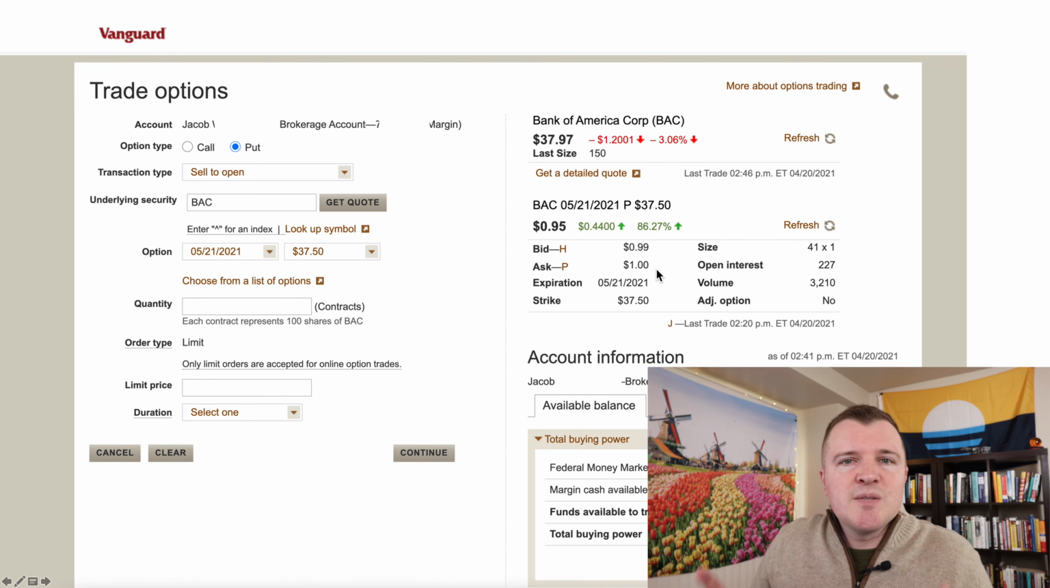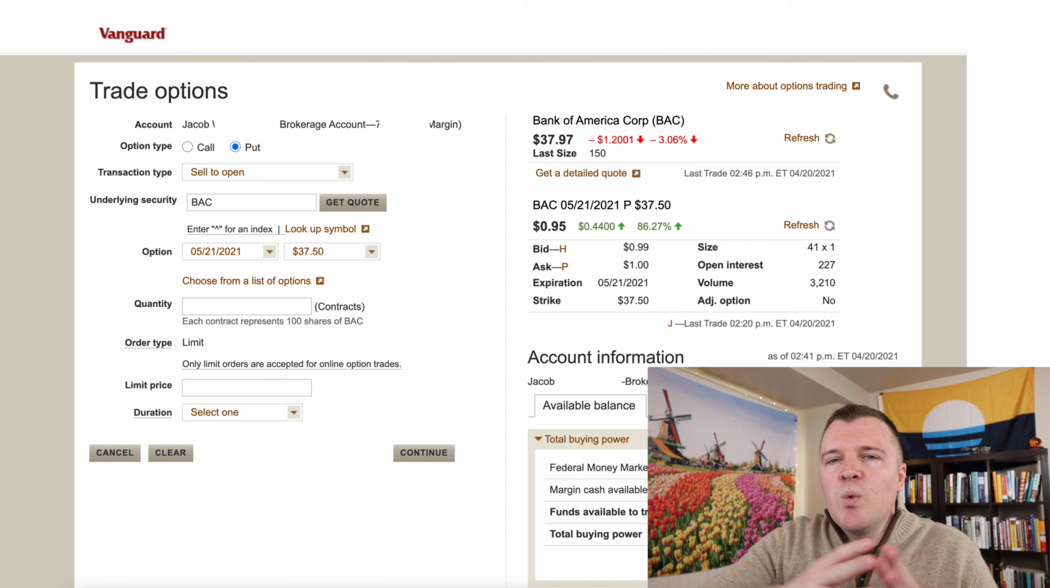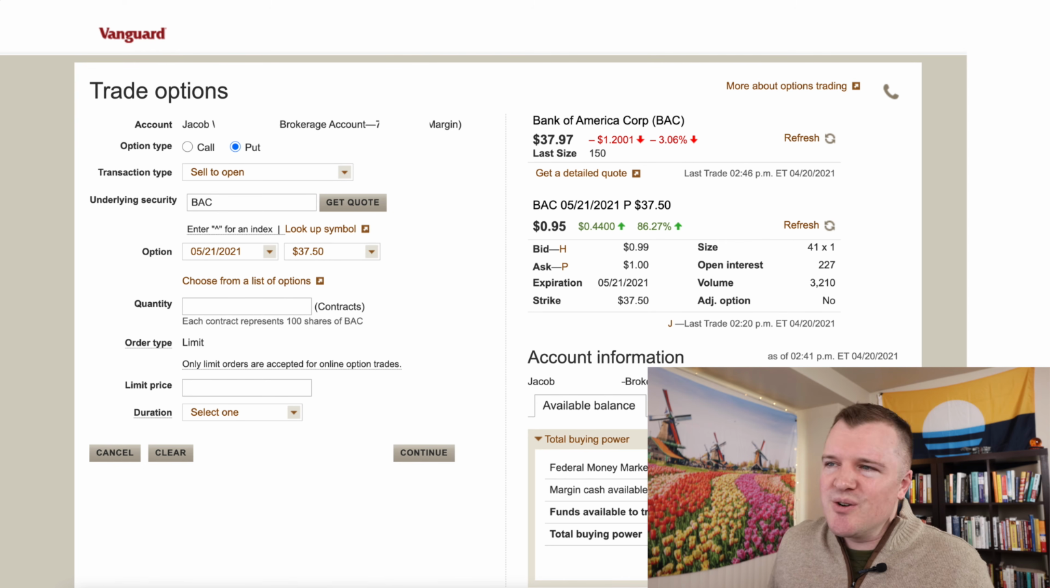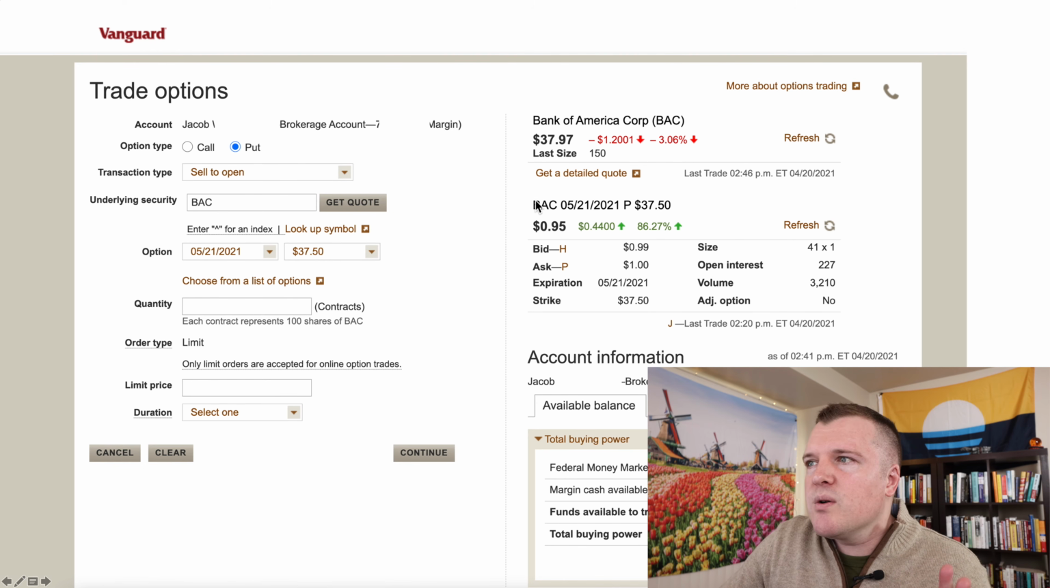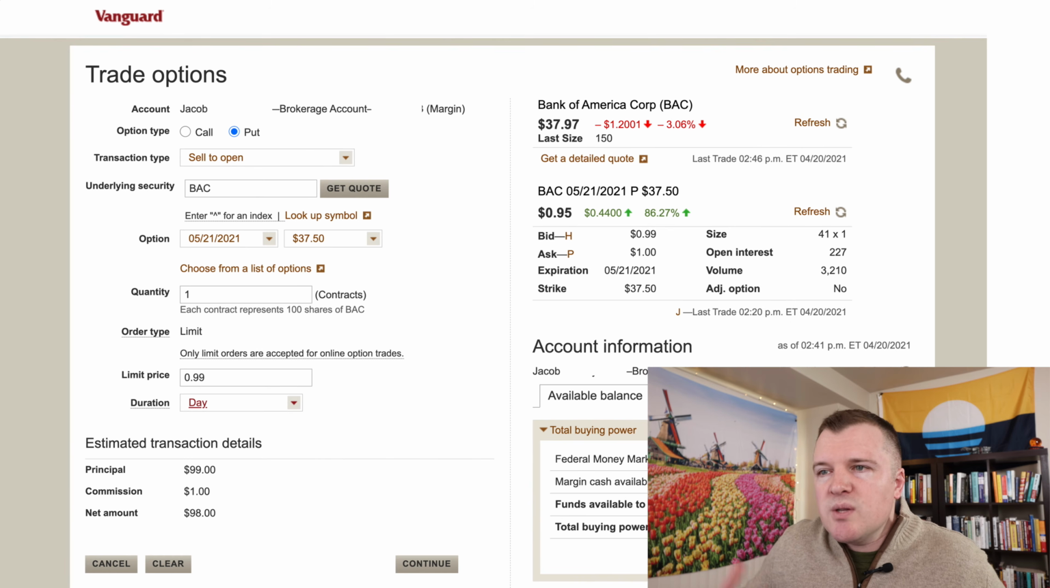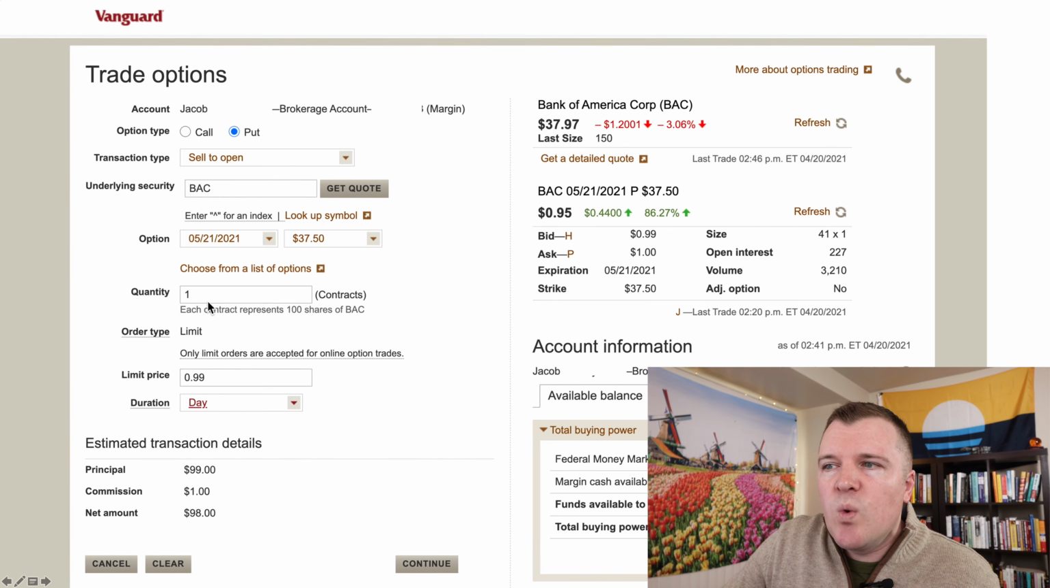The spread is very small because this is such a large company that's frequently traded. So one contract represents 100 shares. If I go where the buyers are bidding, I can get $99 for selling this cash secured put. So let's do it. Let's do a quantity of one contract.